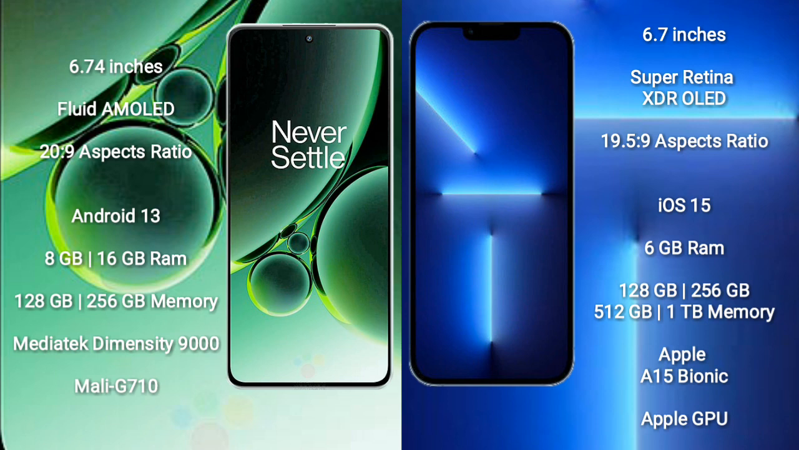OnePlus Nord 3 comes with 8GB, 16GB RAM and 128GB, 256GB internal storage, MediaTek Dimensity 9000 processor and Mali-G710 GPU. iPhone 13 Pro Max comes with 6GB RAM and 128GB, 256GB, 512GB, 1TB internal storage, Apple A15 Bionic processor and Apple Graphics GPU.